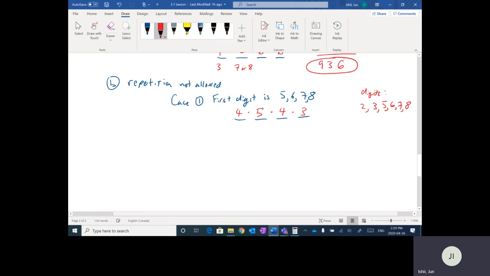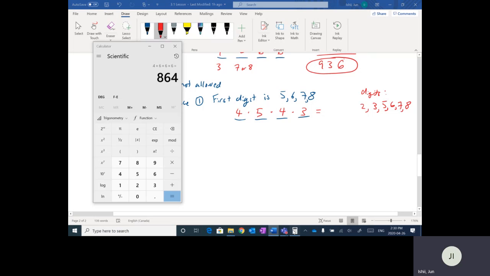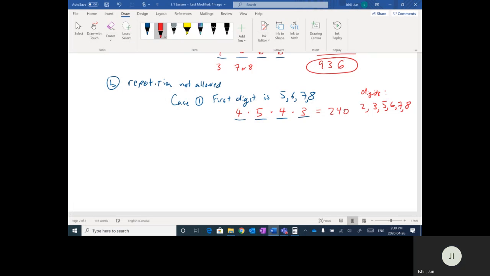As we go down the line here, one of the digits has been used up in the previous slot. Okay. So when we multiply these together, that's 20 times 12, which is 240. All right, and then the second case is when the first digit is the 3.